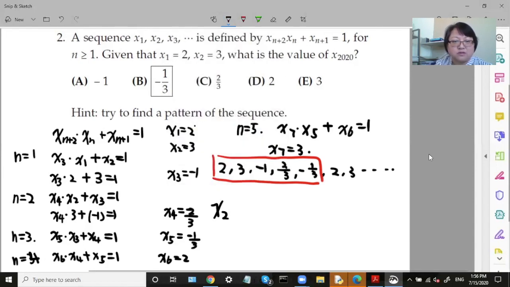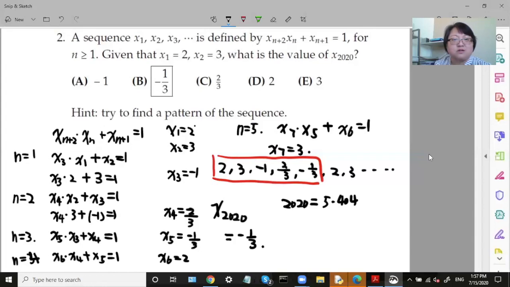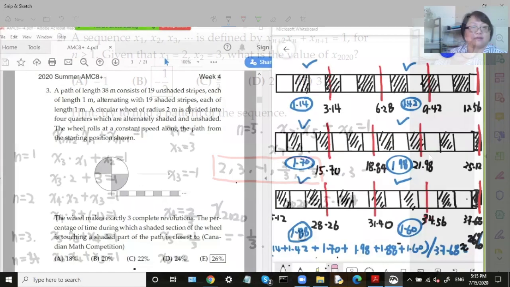Because 2020, this term number, is a multiple of 5, that means the 5 numbers are repeated 404 times. So it comes to the last number, -1 over 3. So then we know x2020 equals -1 over 3, which is B.